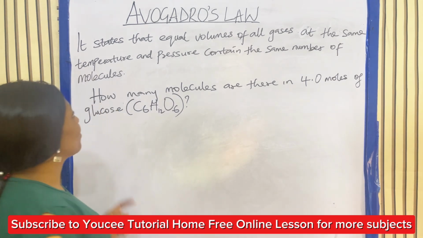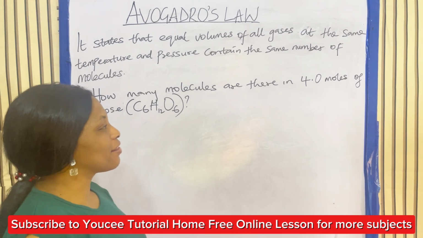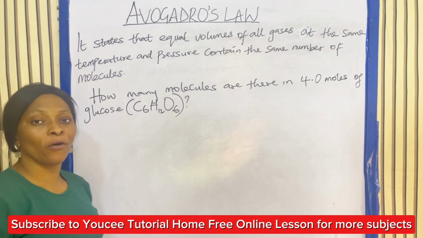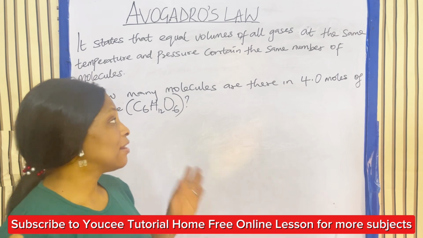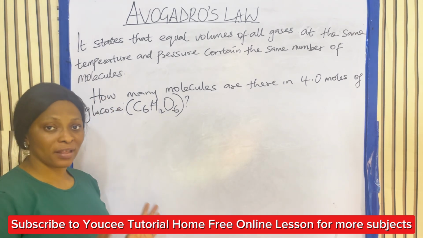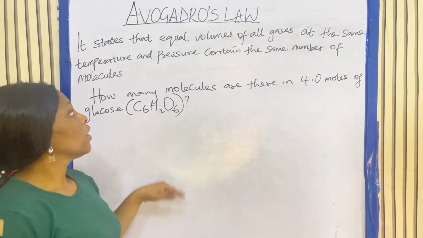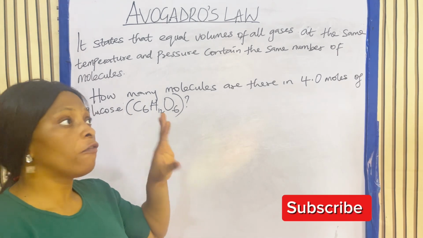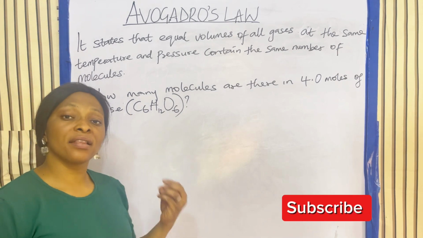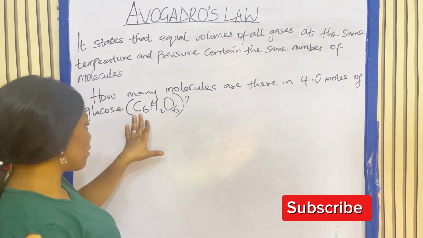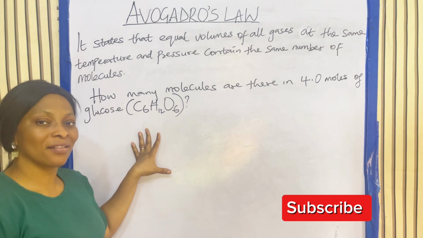Avogadro states that equal volumes of all gases at the same temperature and pressure contain the same number of molecules. This is basically what Avogadro stated. It states that as far as the temperature and pressure are the same, equal volumes of all gases must contain the same number of molecules. So let's look at this question and see how it applies.